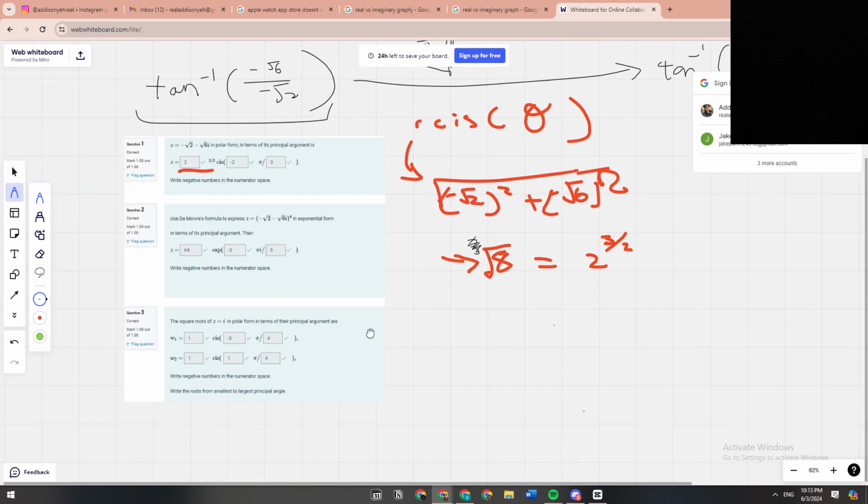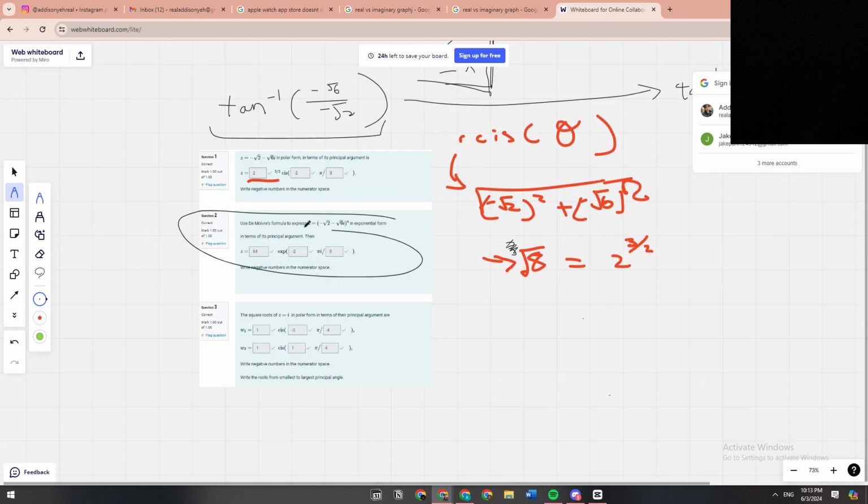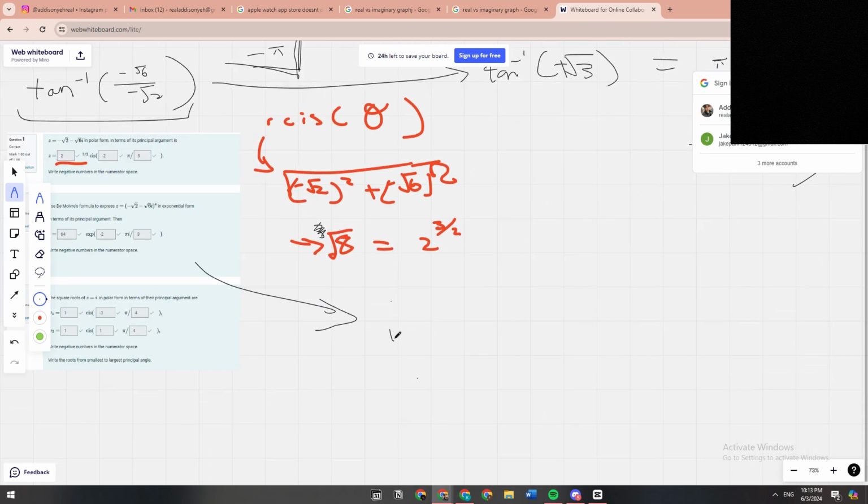All right, easy. Okay, I'm back, guys. So basically, this is the second question. And the second question is pretty simple. You just need to memorize a couple things.